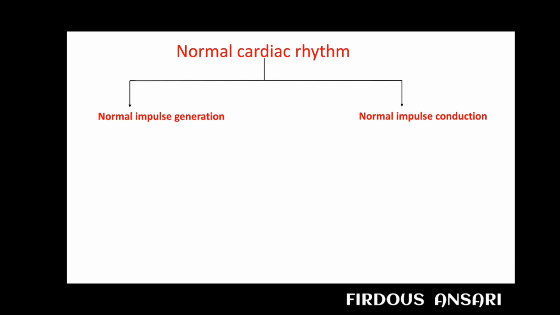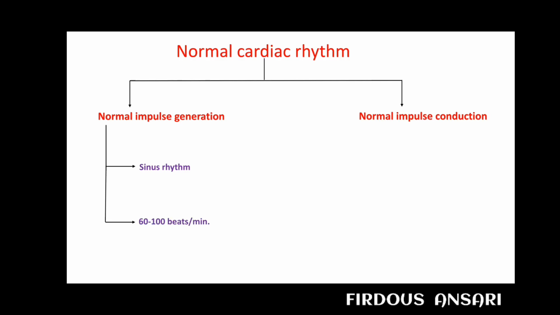Next, the criteria required for maintaining normal impulse generation are, first of all, it should be sinus rhythm. Sinus rhythm means the impulse should be generated only and only from the sinus, that is your SA node. And the second criterion for normal impulse generation is that the beats generated should be 60 to 100 beats per minute only.